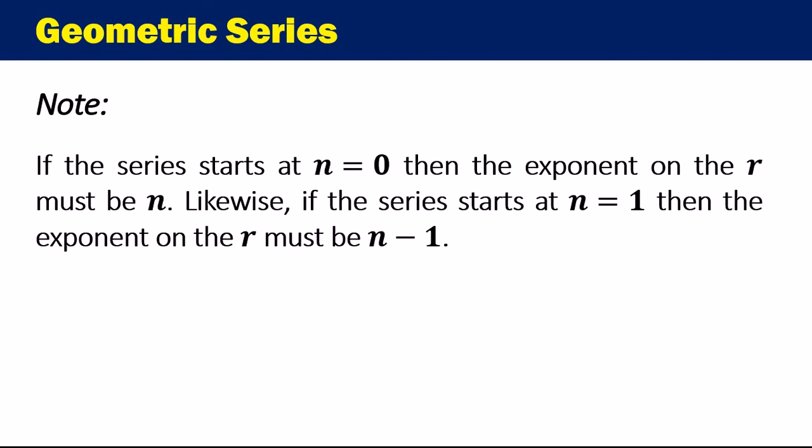Note that in using this formula, we will need to make sure that we are in the correct form. In other words, if the series starts at n equals 0, then the exponent on the r must be n. Likewise, if the series starts at n equals 1, then the exponent on the r must be n minus 1.